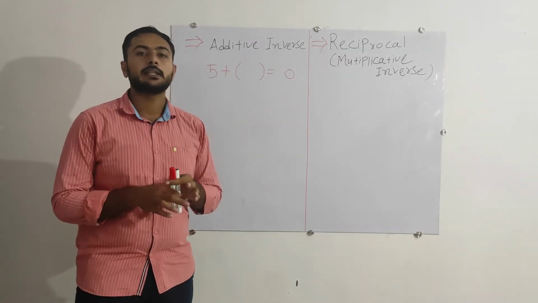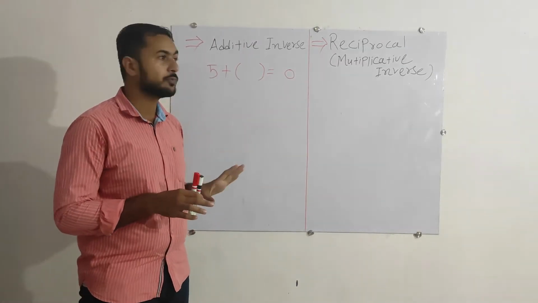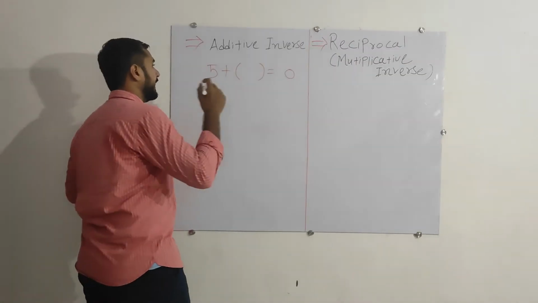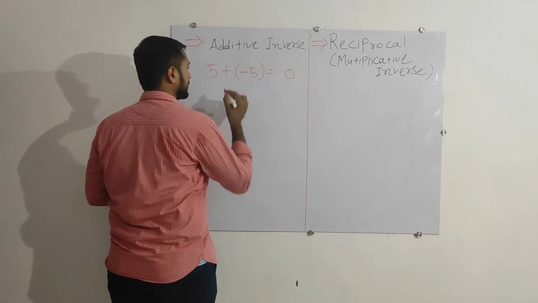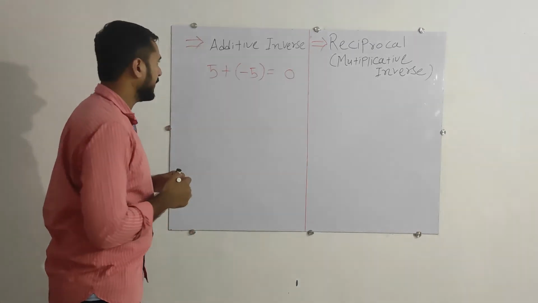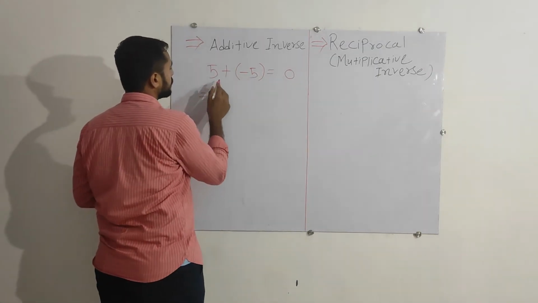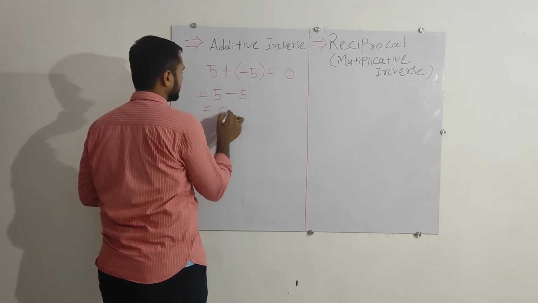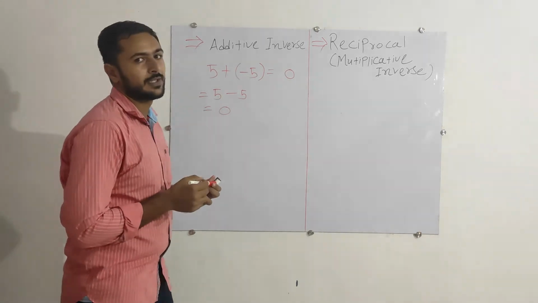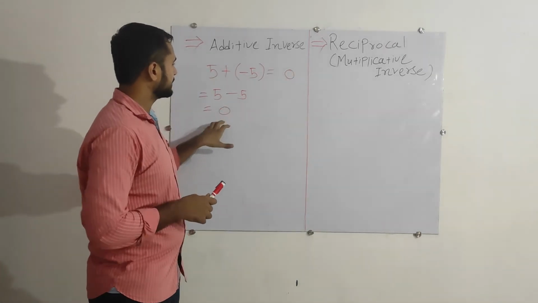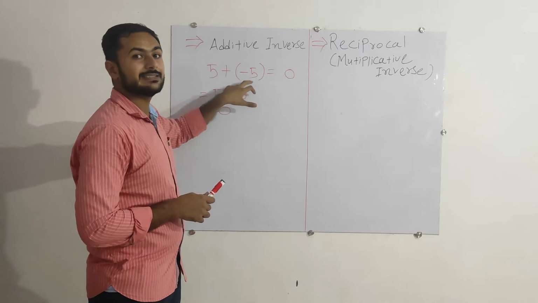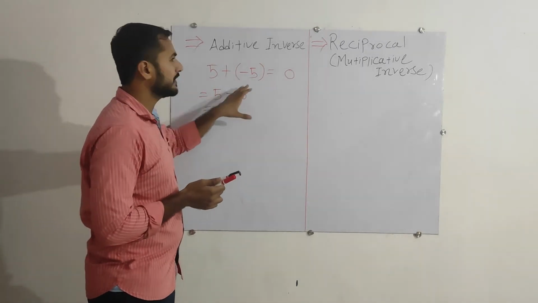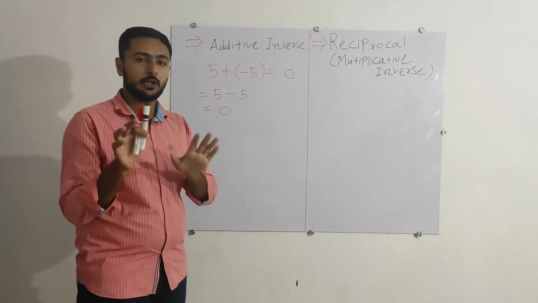So what should I add to any number to get the answer 0? That is the additive inverse. Simply, in 5 what should I add? Let's check. Suppose I add minus 5. So 5 plus minus 5, the answer is 0. So we got the answer 0. It means minus 5 is the additive inverse of 5, and as well we can say that 5 is the additive inverse of minus 5. That is vice versa.